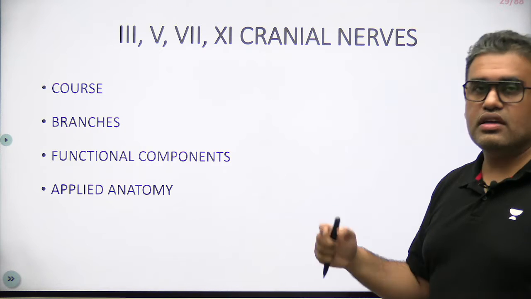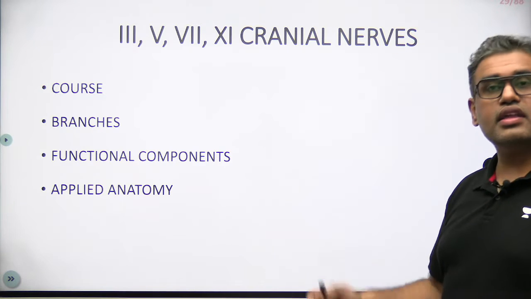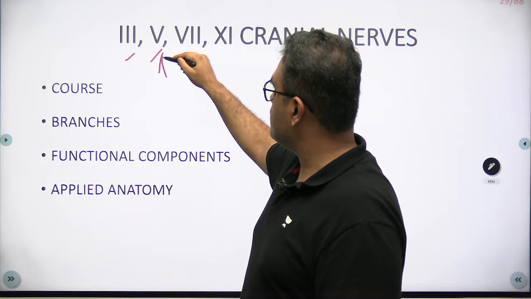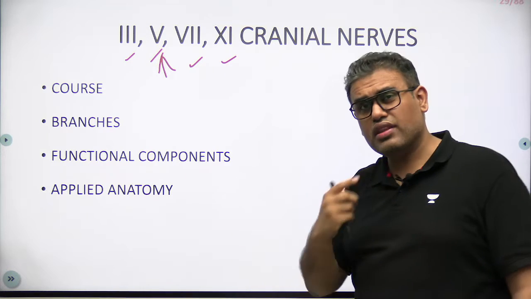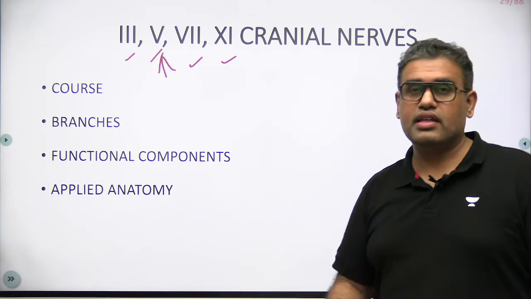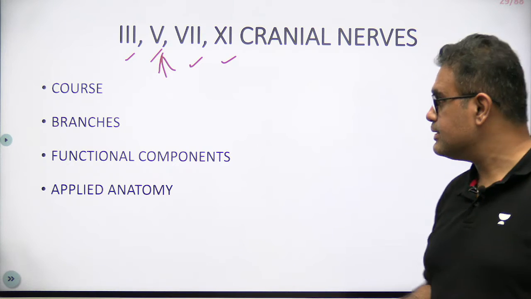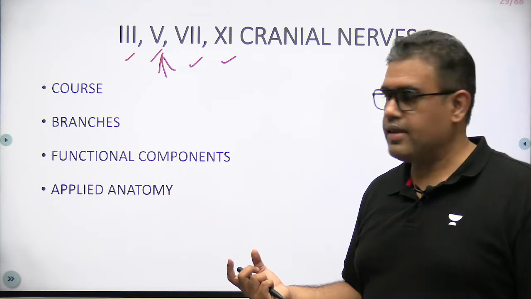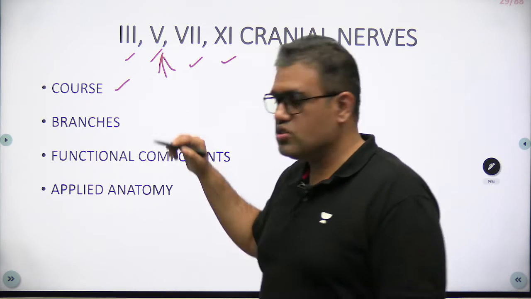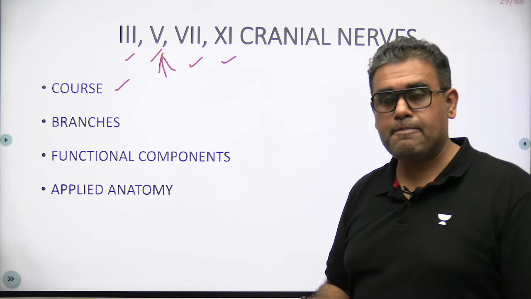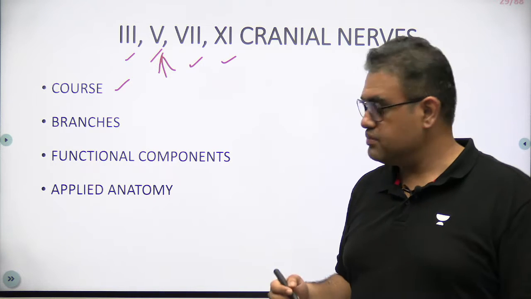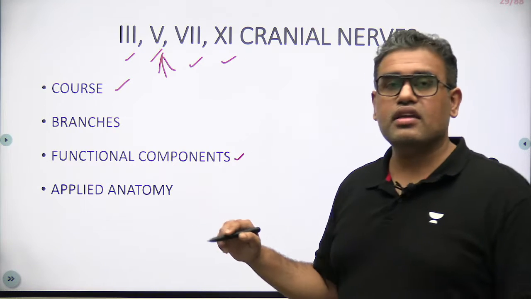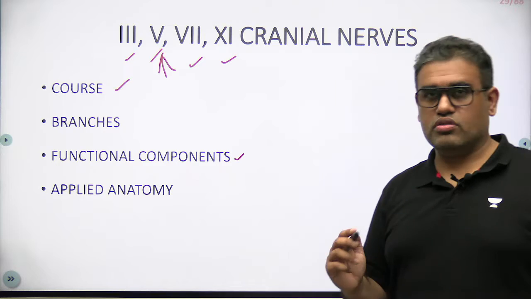There are 12 pairs of cranial nerves, fine. If you can read all of them, nothing like that, but at least revise the third nerve, fifth, all three branches, V1, V2, V3, 7th, 11th, even the 12th cranial nerves, maybe 10th also, but the 10th we read a lot when dealing with heart and lungs. So when you pick a cranial nerve to read about it, first of all you should know the course of it. From where does it start? From which part of the brainstem does it start? And if you can correlate it in the form of functional components, half of your job is over.